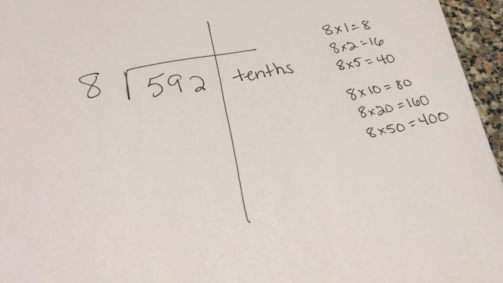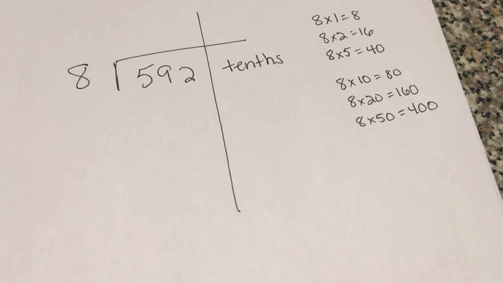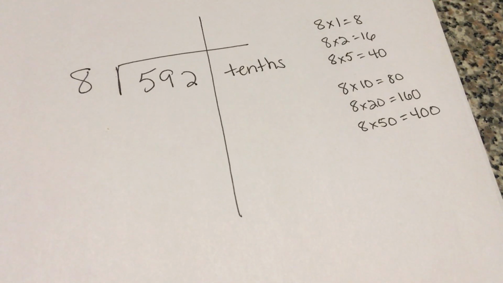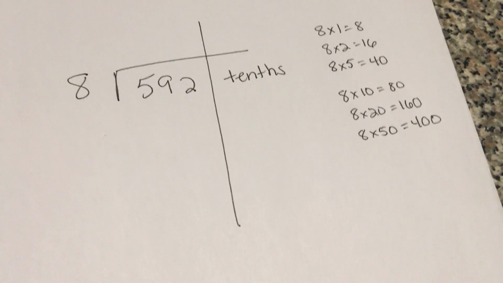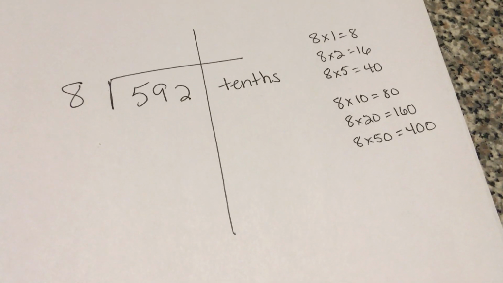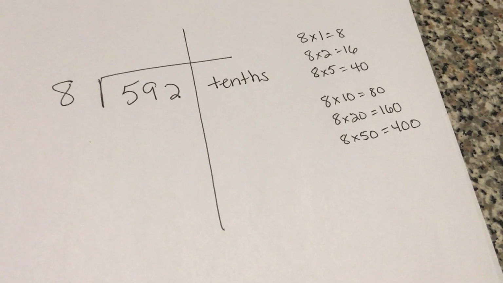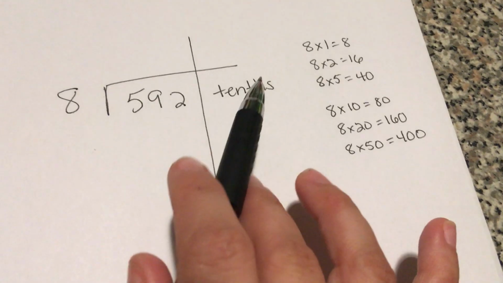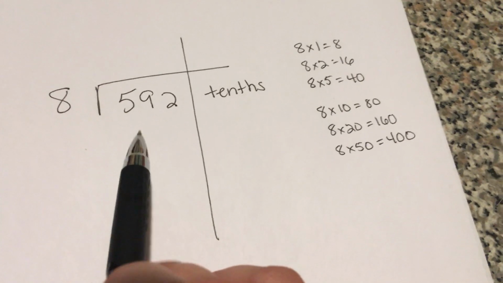Okay guys, so I'm going to show you the problem that we did before, which was 9.2, so 59 and 2/10 divided by 8, but how we would solve that if we wanted to do partial quotients. So the first step when I'm doing partial quotients, I get rid of the decimal point and I rename the number in a way that I don't have to write the decimal point.